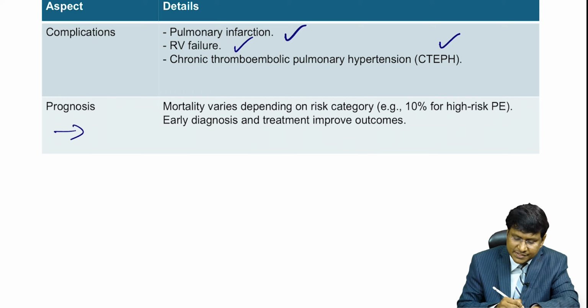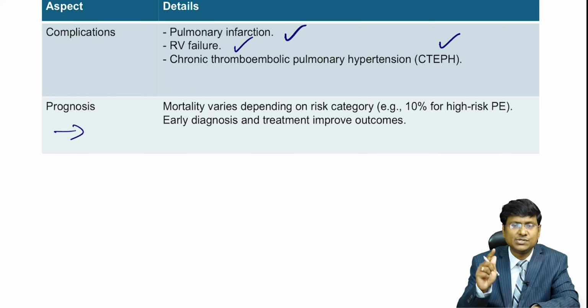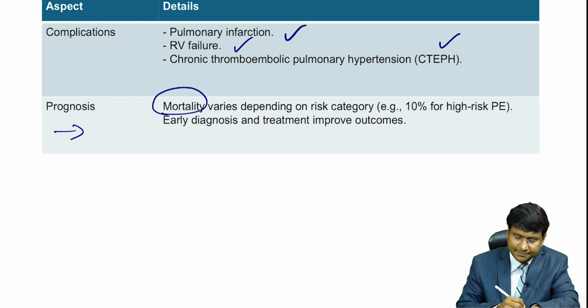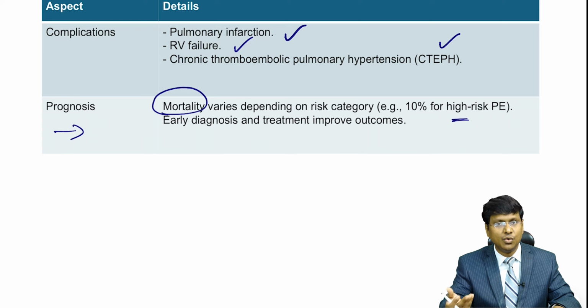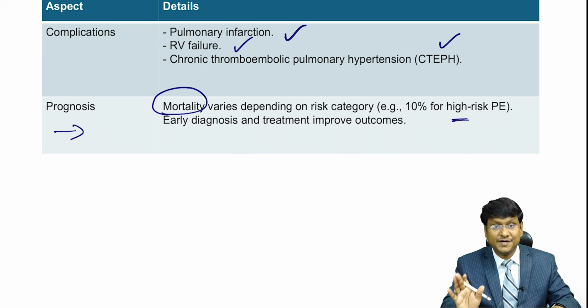Then how is the prognosis in these patients? In cases of massive pulmonary embolism, the mortality is high. Whereas in those individuals with submassive pulmonary embolism or low risk pulmonary embolism, the outcome is good. So this is your pulmonary embolism.